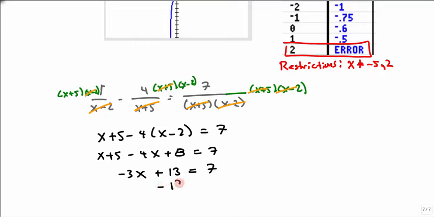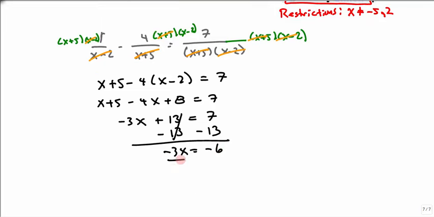So finishing, we'd subtract 13 from both sides. And I have minus 3x equals 7 minus 13 is minus 6. Divide both sides through by a negative 3. And it looks like I do get a solution here. I get x equal 2. This is called a potential solution.